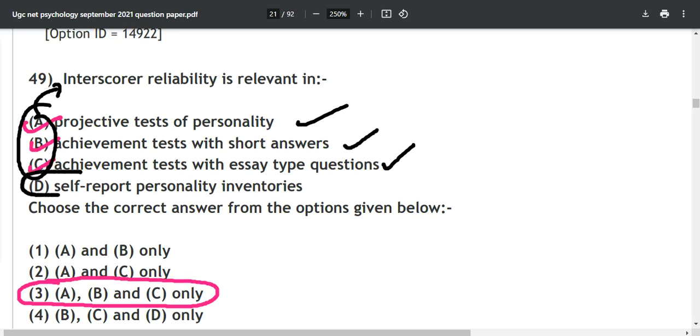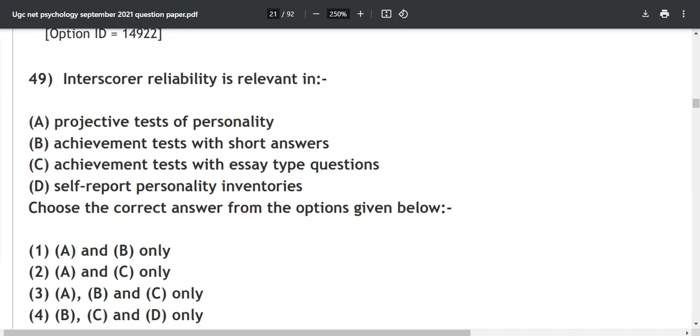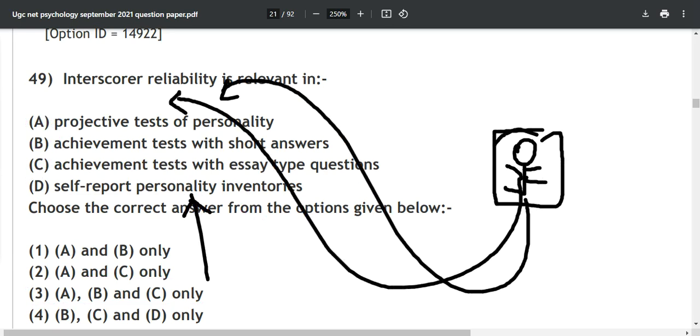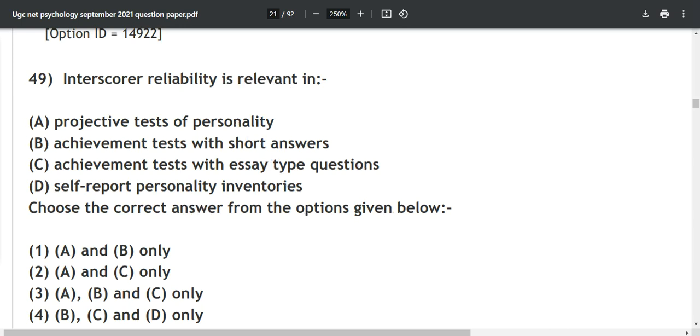Why not in self-report personality inventories? Do you know any self-report personality inventory? If you know, then you will get to know that in this there is no scope for someone from outside to rate you differently, whichever type of inventory it is. So D is not going to be the answer.